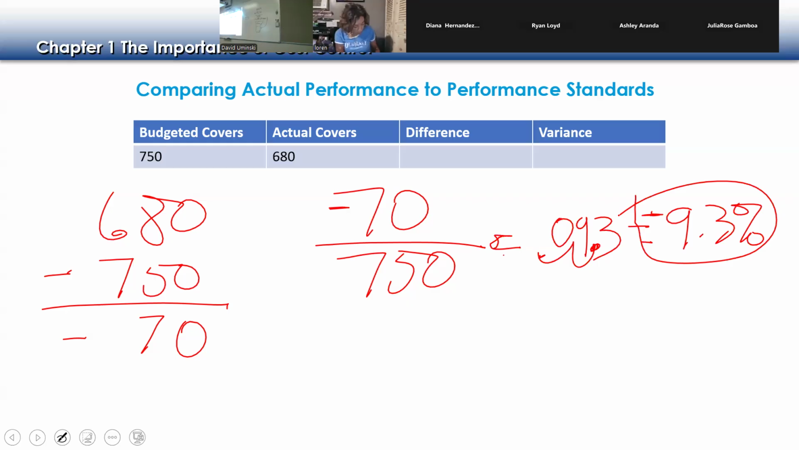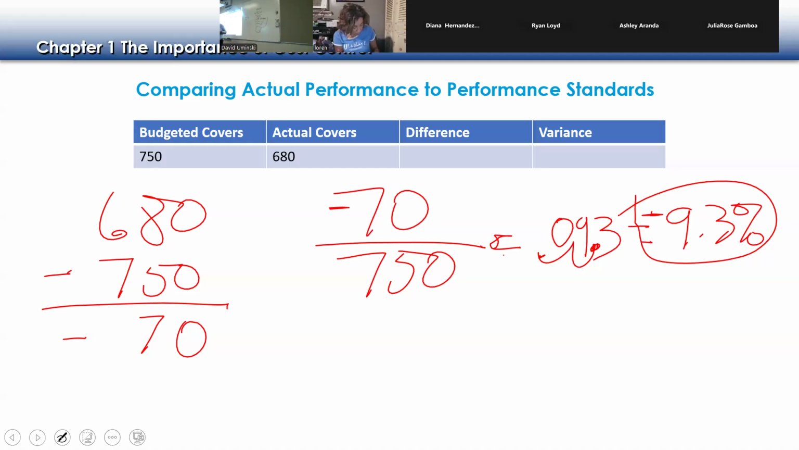Is that negative 9.3 a bad number? If it's busier. It depends. Good. What if our servers were just rock stars and we sold appetizers to every single person, and even though our covers were down, our sales were still up? Whenever we look at just one number, it's hard to say if it's a good or bad number. The answer is usually, it depends. And that's your role as a manager.